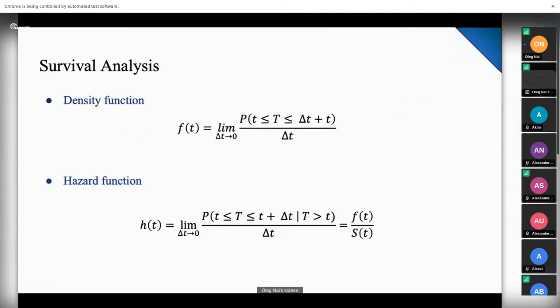There are two other functions which are most important for creating models based on survival analysis: the density function and the hazard function. The density function calculates the probability that the failure time matches the time t, considering all potential times. And the hazard function quantifies the probability that a facility remains operational until time t and will have the event in the immediate subsequent moment. So it's clear enough, and we can move forward.